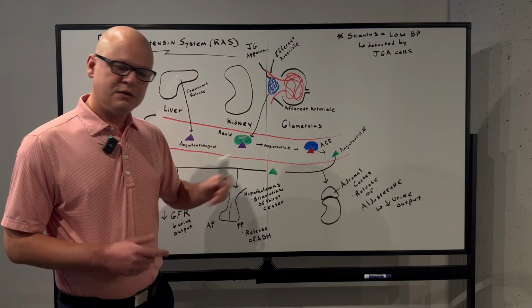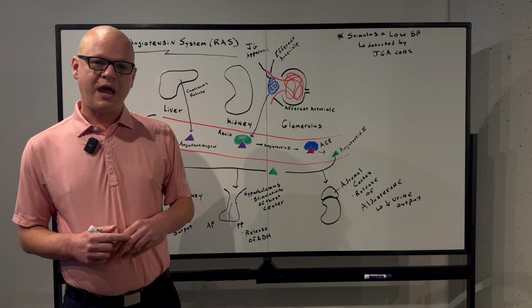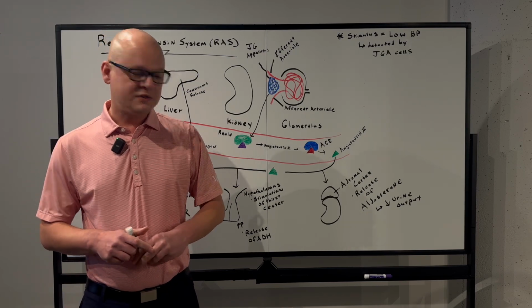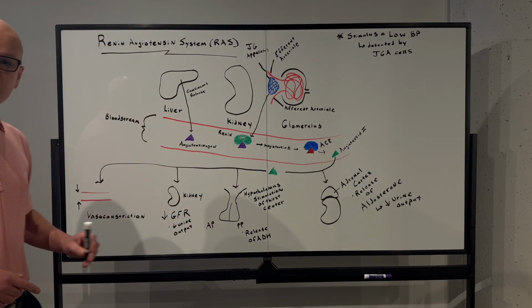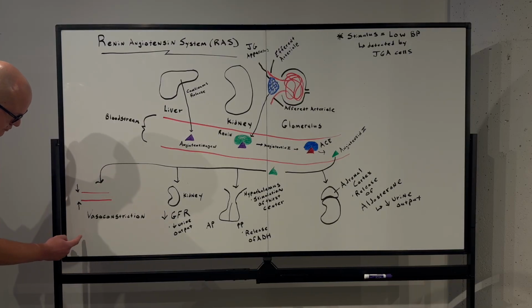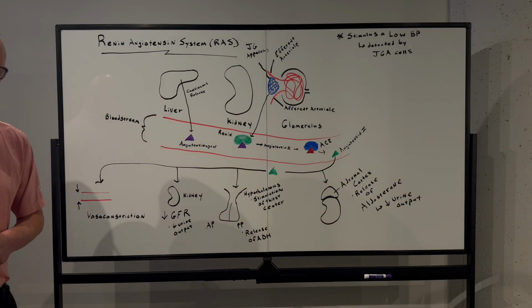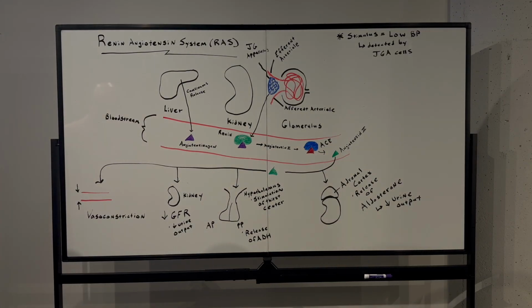When this travels through the bloodstream and reaches the effector tissues, it's going to have a multitude of effects. So at the blood vessels, we're going to get vasoconstriction. So that's going to increase peripheral vascular resistance and also increase blood pressure.